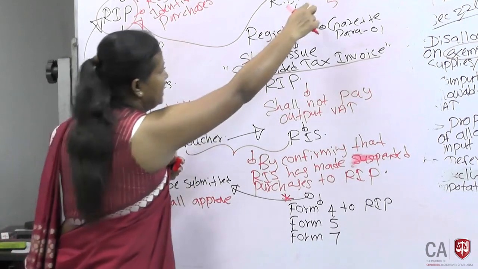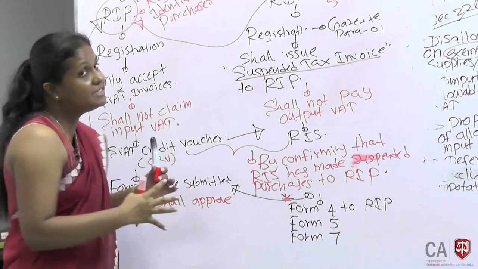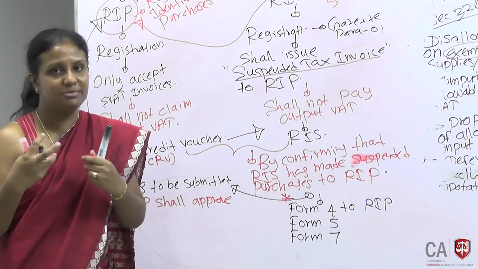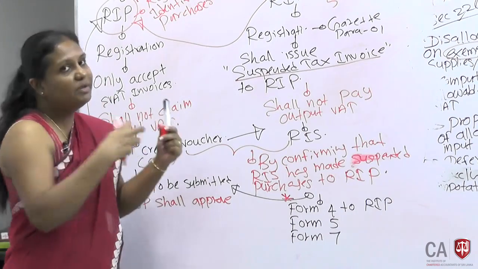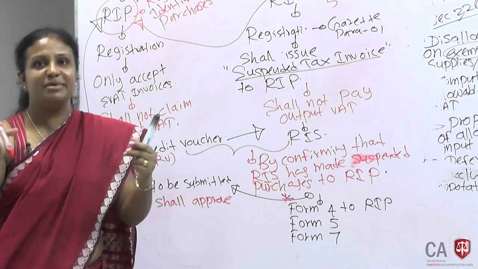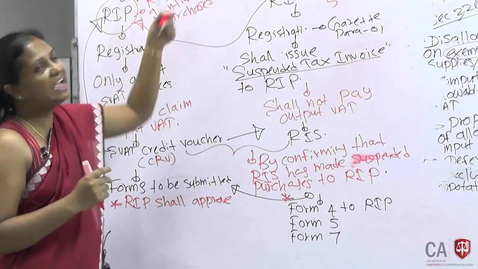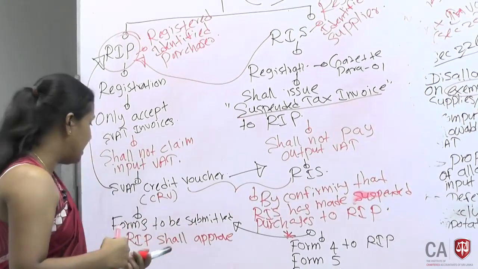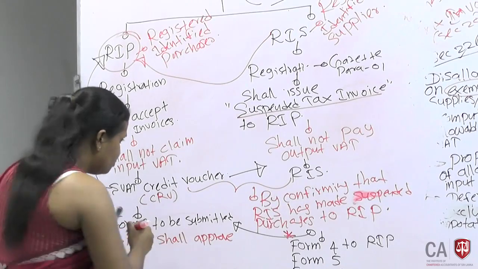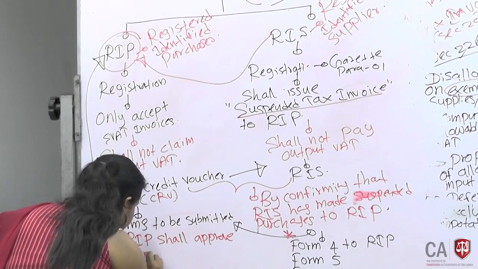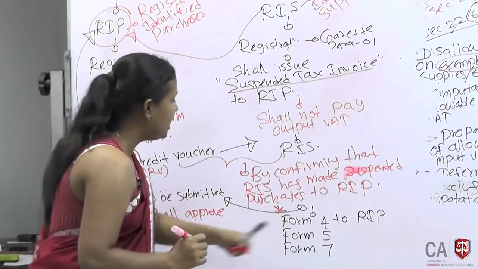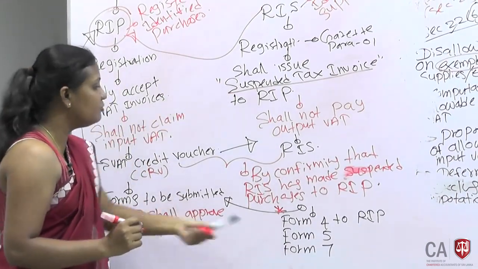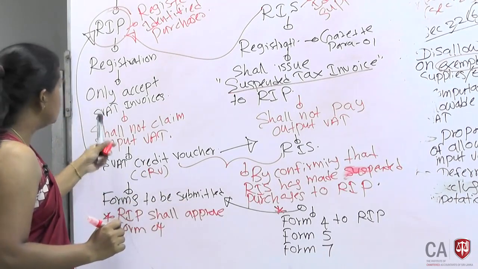Now, this is all under the REMIS system. What is the REMIS system? In the IRD system, it is now purely online. Not purely, it's 80% online. The SVAT is the first online system they introduced. In that, what shall the RIP approve? Form 4. Now, in the online system, Form 4 is sent to the RIP.